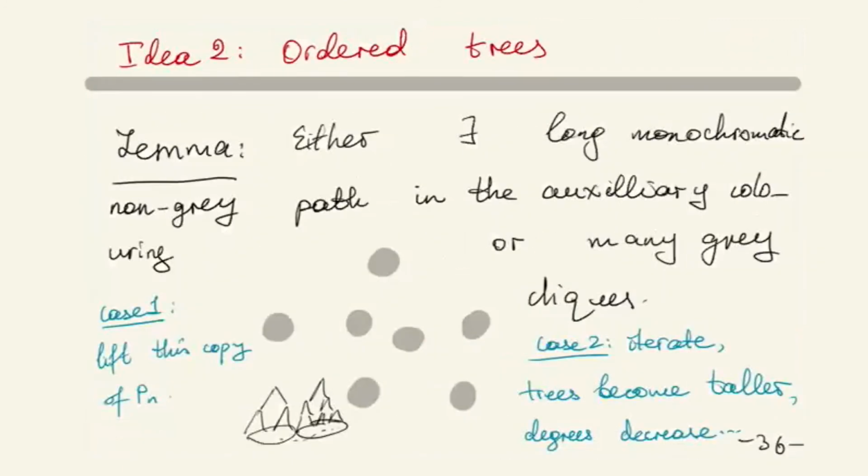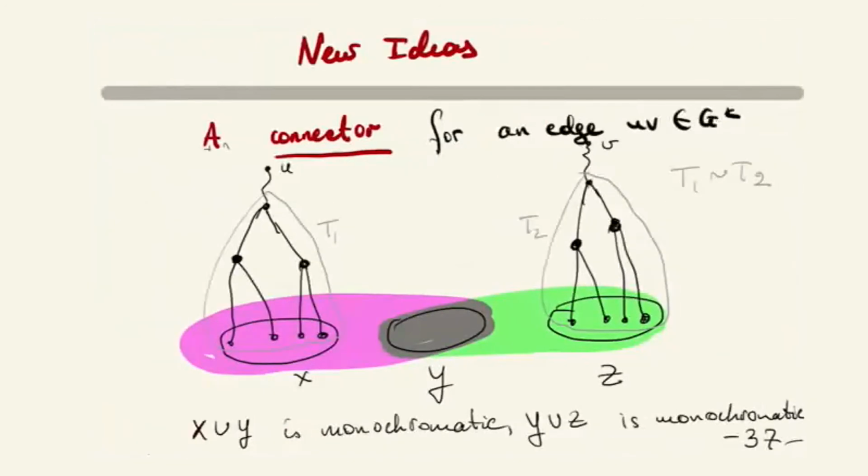I keep building larger and longer and longer trees. What a connector is, it's something like this. For an edge UV, in some power of g to the k, I would say that there exists a connector if there are three vertices x, y, and z, such that if I look at x union y, then it's a monochromatic clique in the original hypergraph, in the original coloring. If I look at y union z, it's also monochromatic.